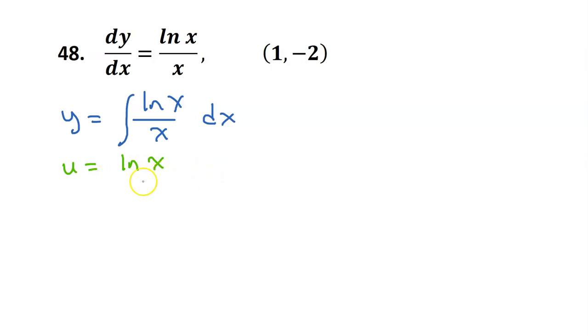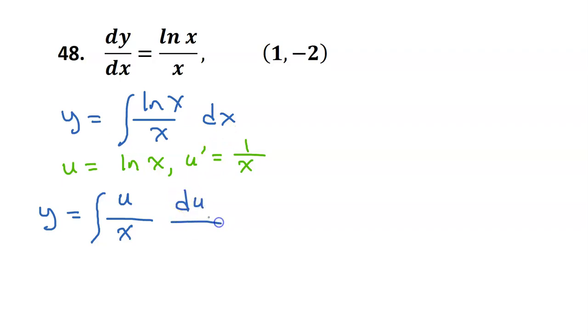If u equals natural log x, then u prime will be 1 over x. If I make the substitution, I have u over x. I will replace dx with du over u prime. So du over 1 over x. Notice that if I multiply straight across, I have x times 1 over x. These will cancel each other out and make a 1.